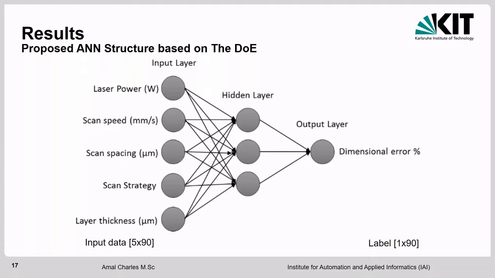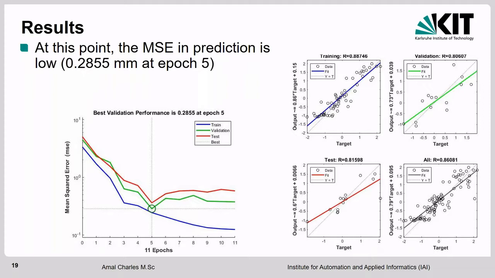After we feed forward this, based on the prediction, the artificial network automatically sets new values for our weights, biases and learning rates, depending on the error that's achieved. Each time we feed forward and have a back propagation, we call that an epoch. And we noticed that we were achieving the least mean squared error after 5 epochs, which was 0.2855 millimeters.